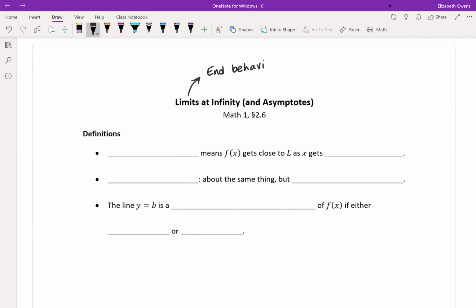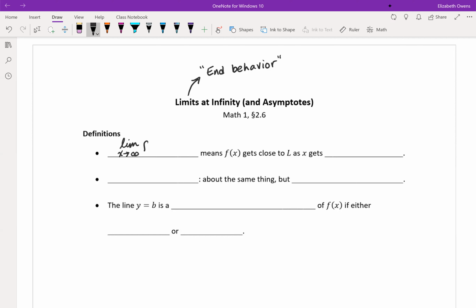because as we're going out towards infinity, that's way, way out towards the ends of the graph. And so that's why this also gets that name of end behavior. It's what's going on with the function near the ends of infinity, ends of the graph. All right. So for our definitions here, we are going to be looking at limits as x approaches infinity.